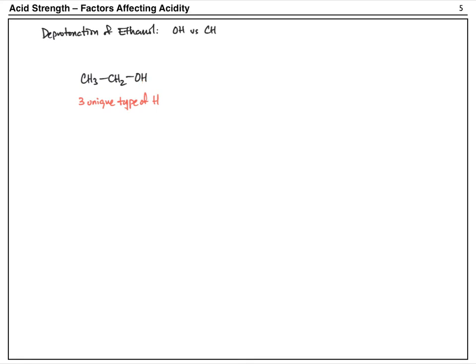So now if we classify those types, we see that's an alcohol. This is a methylene, which we will say is an alkane functional group. And then this is methyl, which is also alkane. So if we go back to our table and we look up the acidities of those functional groups, we'll find that the alcohol was 16, the alkanes are both 50.